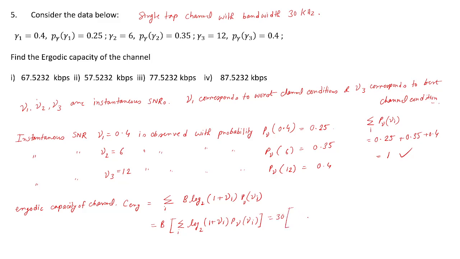So they come out to be log base 2 of 1 plus 0.4, multiplied with probability 0.25, plus log base 2 of 1 plus 6 multiplied with probability of 0.35, plus log base 2 of 1 plus 12 with probability of 0.4.